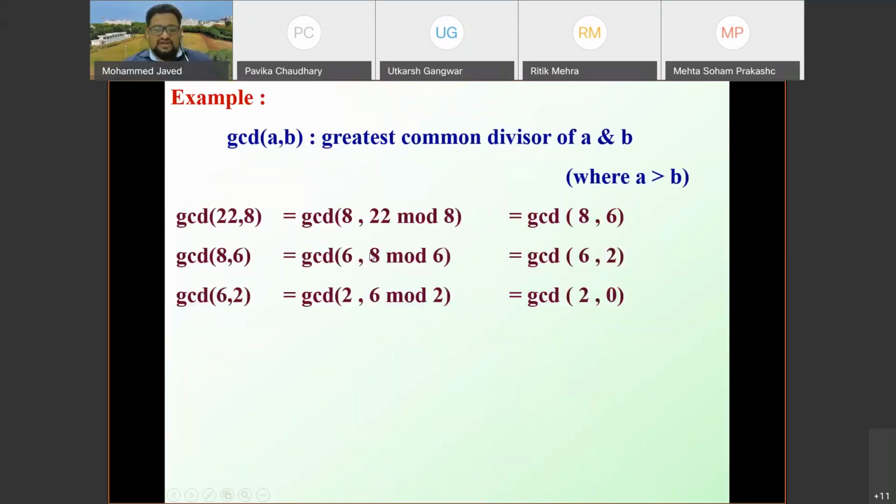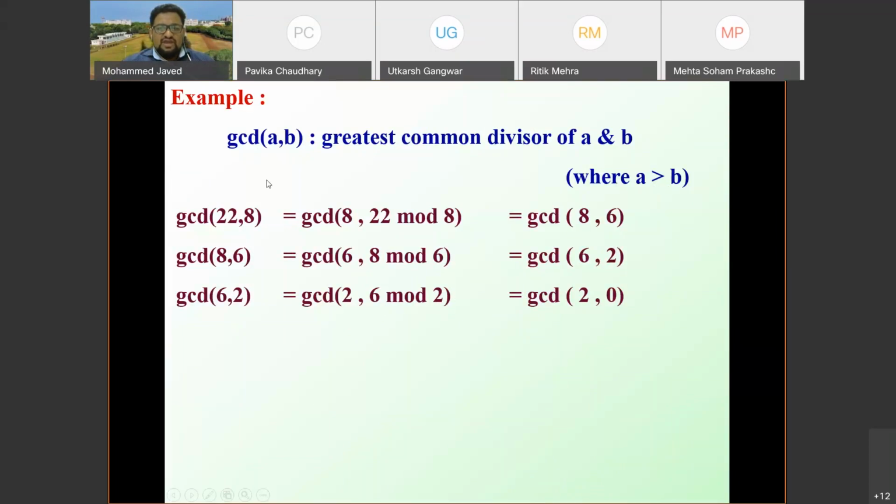Now let us take another very famous example of finding the GCD of two numbers. We have been listening to this GCD since our high school days. So given two numbers, how do we use an algorithm to implement the procedure of GCD? The greatest common divisor of A and B, where A is greater than B.